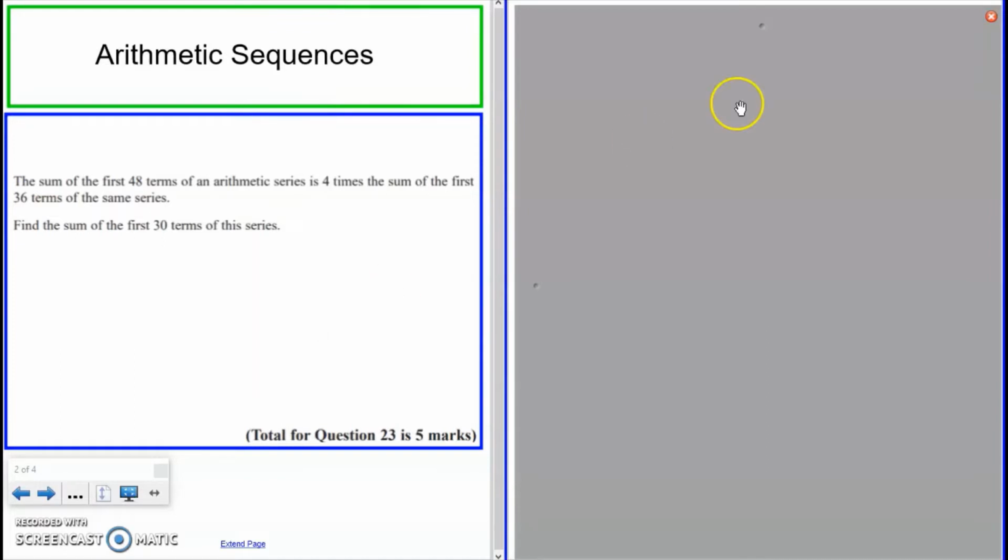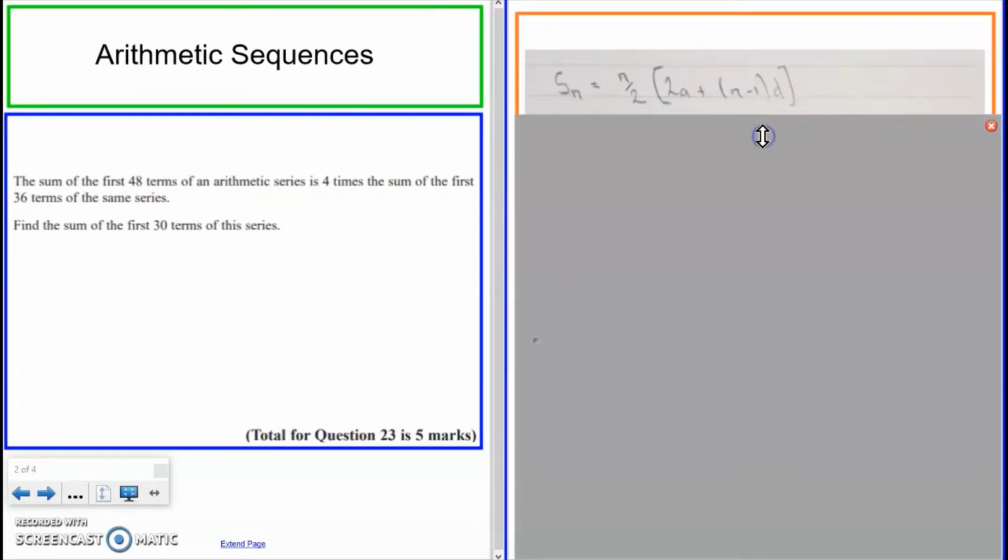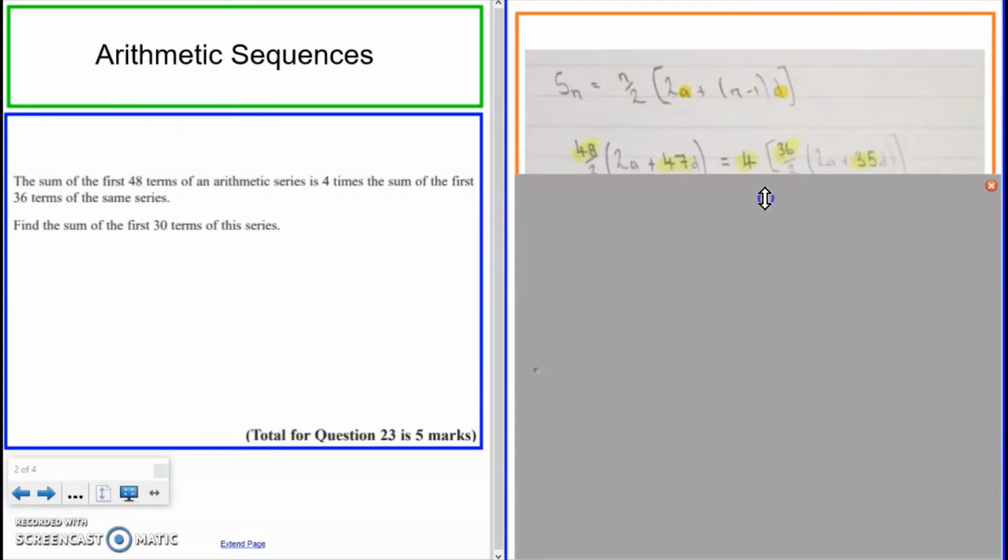Okay, let's have a look at how I've started the question. So this is the formula for the sum to n terms, which is given in the formula booklet, with n being the number of terms, a being the first term in the sequence, and d being the common difference. This is essentially what this sentence tells me. The sum of the first 48 terms equals 4 times, which is why I've included this 4 here, the sum of the first 36 terms.